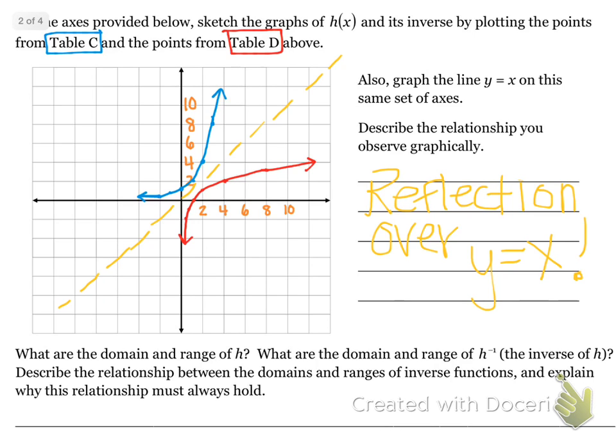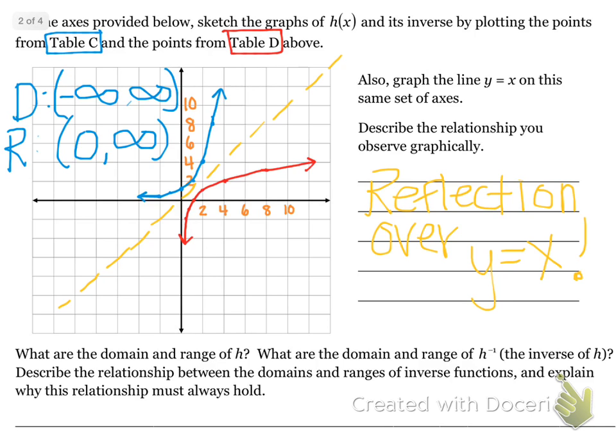So, looking at this one, what are the domain and range of h, and what are the domain and range of the inverse of h? So, the domain of h, which I'm going to write over here since I don't have room, is going to be all real numbers, or negative infinity to infinity. The range is going to be 0 to infinity, because these are exponential functions, and it's never going to cross the x-axis. So since that's the case, notice how I have parentheses around 0 instead of a bracket.